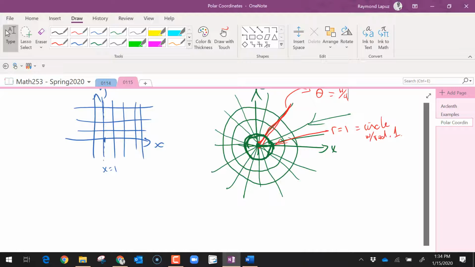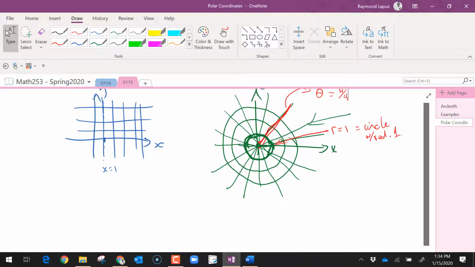So imagine this as your number line for r. This is 0, this is 1, this is 2, this is 3, this is 4, this is 5. Those are your r values. So when my angle goes like this, and I start with r equal to 1, this is 1 radian, about right here.